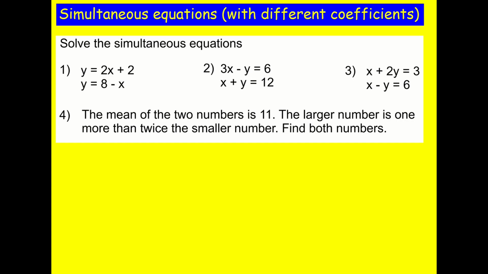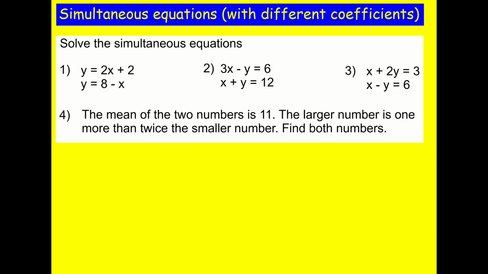Today we're going to look at simultaneous equations again. That is when we've got two equations with two unknowns and we have to combine them to find both of the unknowns. You could have three equations and three unknowns. There's lots of possibilities. We're going to focus on two equations and two unknowns. But today we're going to look at equations with different coefficients.